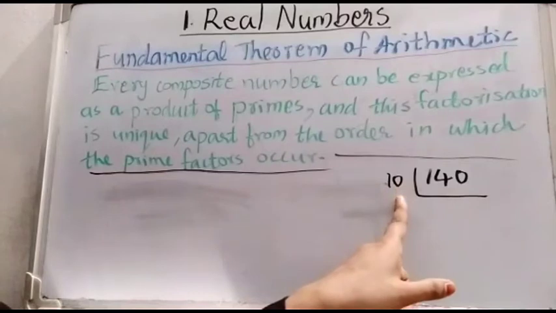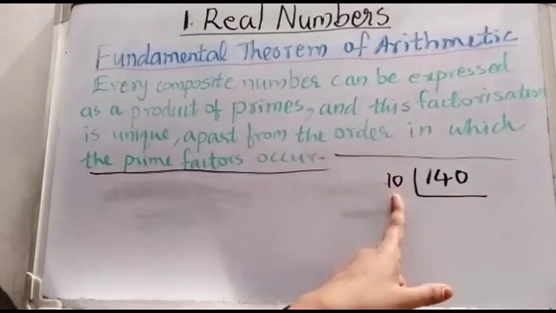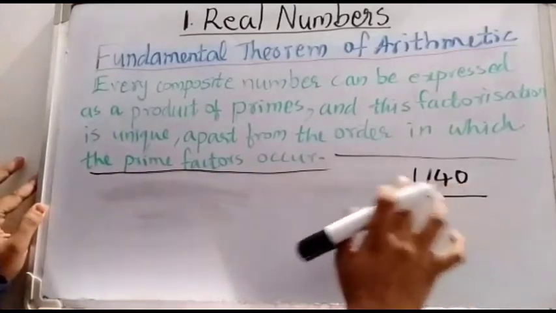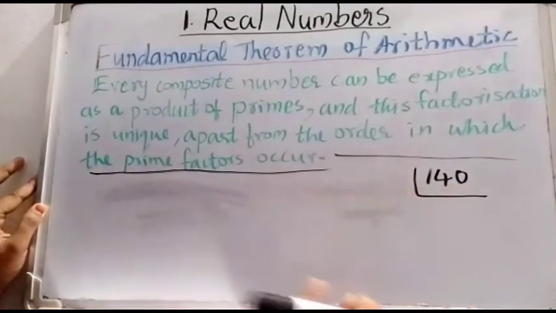Is 10 possible or not? No. Why? 10 is not a prime number. It's a composite number. So don't factorize 140 with it by 10. Use prime factors only.